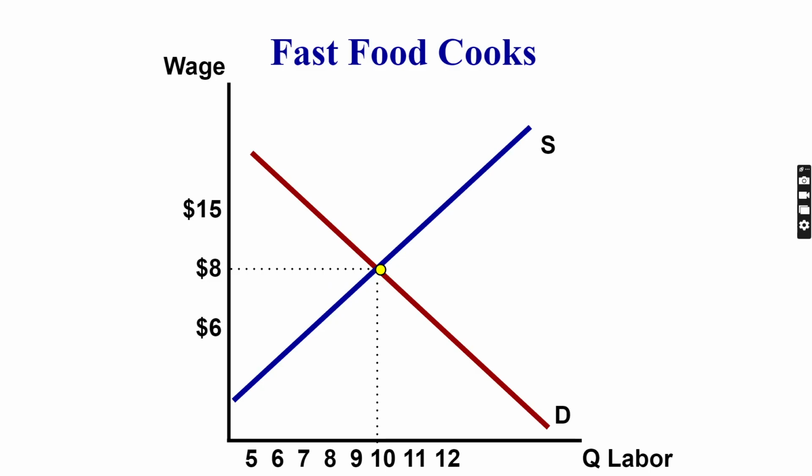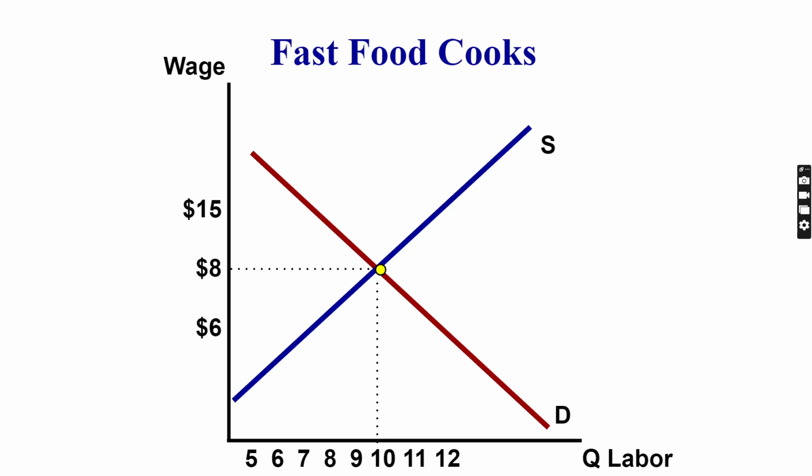We're going to draw the market for fast food cooks, which would ordinarily be paid at minimum wage. First, we're going to assume that it's a perfectly free labor market. So we have the supply of labor by households, and the demand for labor by, in this case, fast food restaurants. Then we have the market equilibrium wage at $8 and the market equilibrium quantity of labor at, maybe we could say, 10 million workers, or whatever it is.